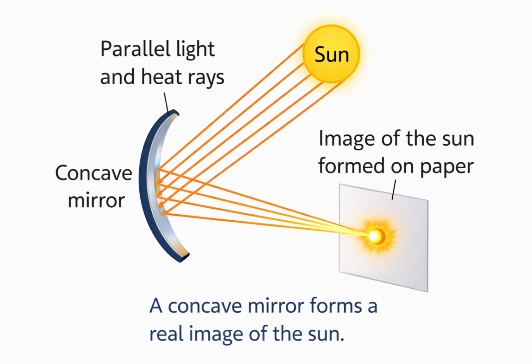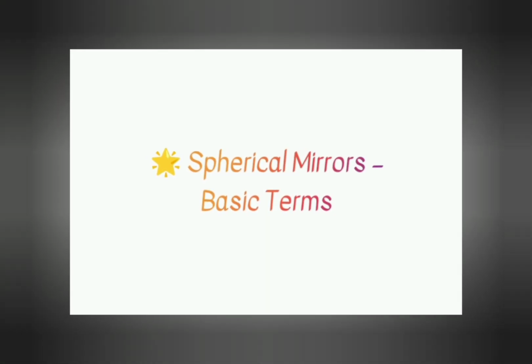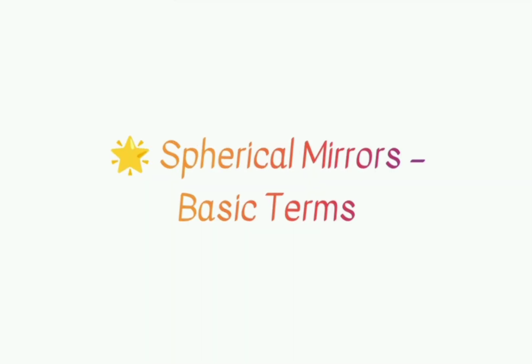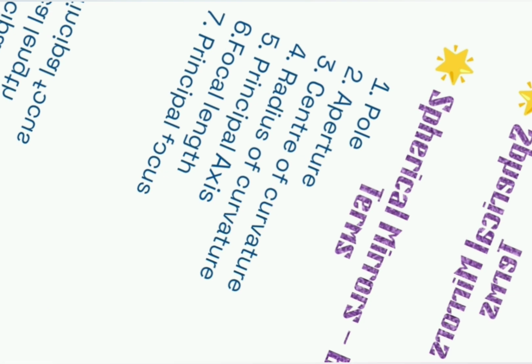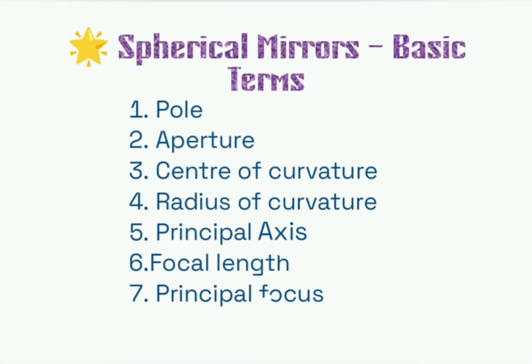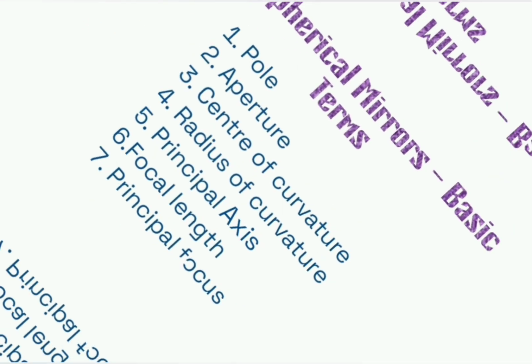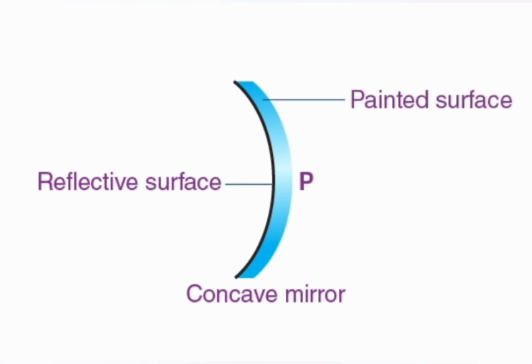Students, when we are discussing spherical mirrors, it is very important to understand the terms related to them. You already know about spherical mirrors and their types, right? A spherical mirror has some important terms. These are pole, aperture, focus, focal length, principal axis, radius of curvature, and center of curvature. We will discuss them one by one. First, let me draw a concave mirror. This is a concave mirror.